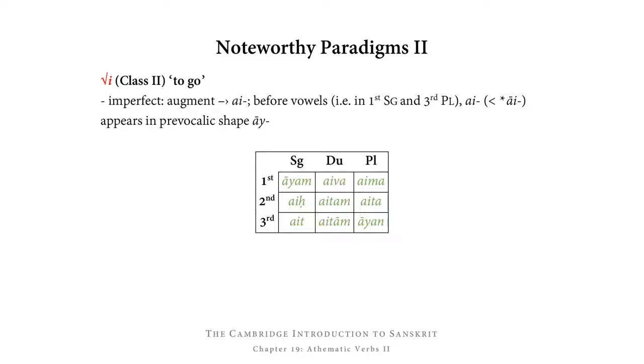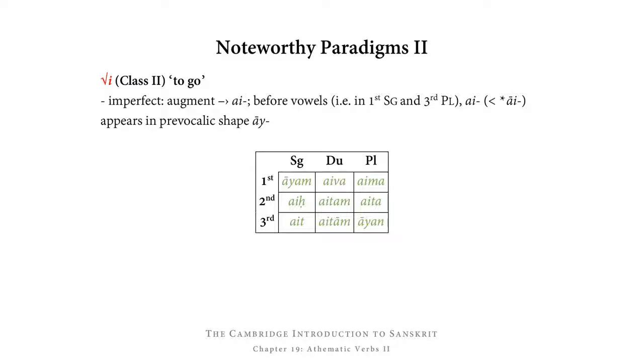Coming up next is I, which is also class 2 and which means to go. And this verb has the same stem throughout the imperfect, and that stem is ai. Now ai is the augment plus the stem. So instead of e, we have ai. But remember, ai is a complex vowel that originally was a plus i. Again, on complex vowels, go back to chapter 2 of the book.